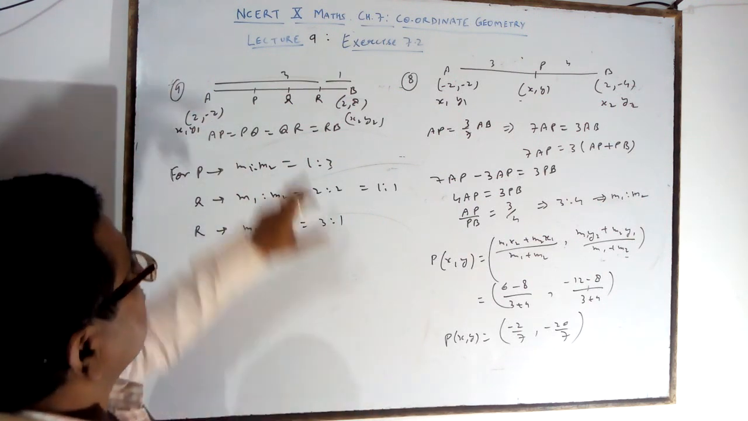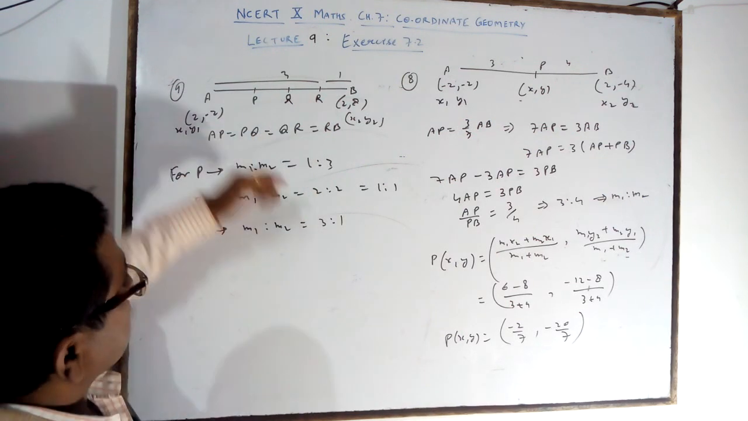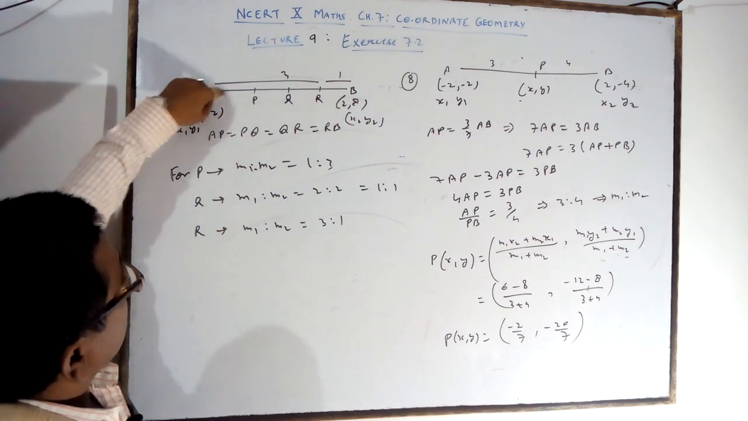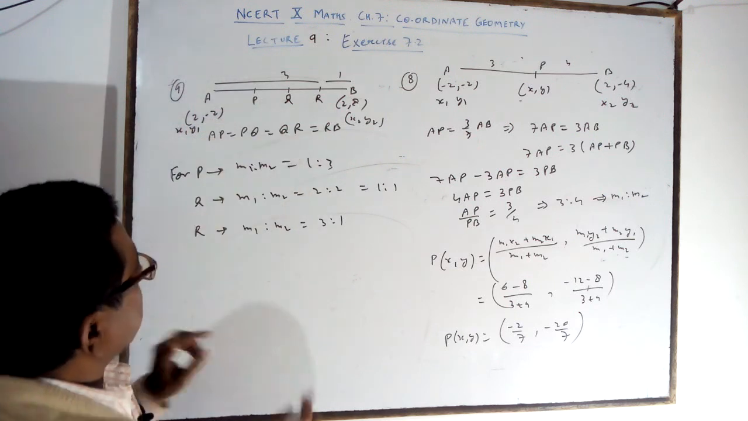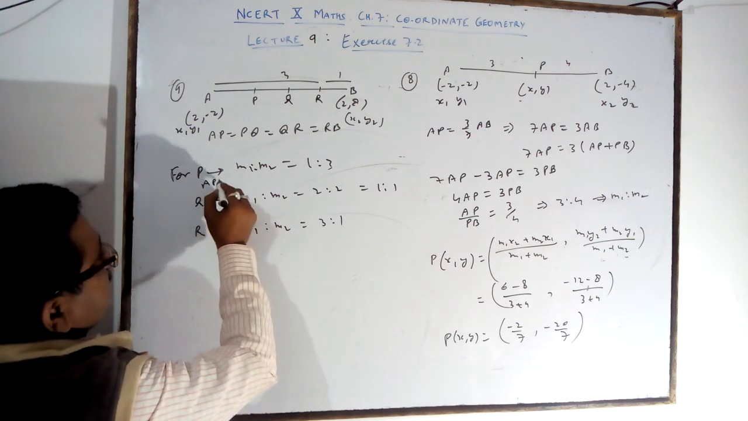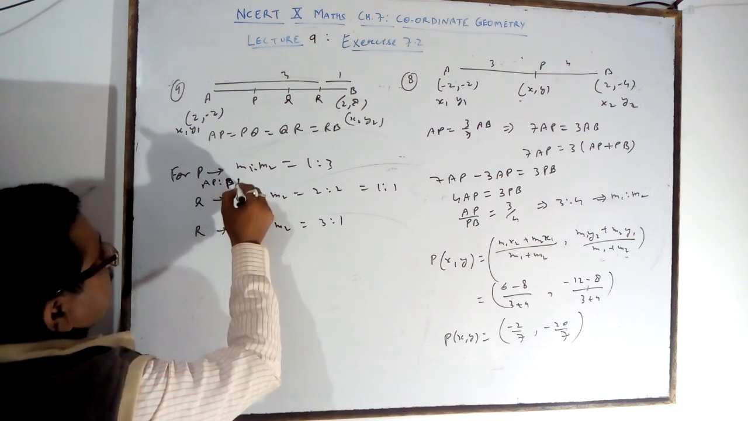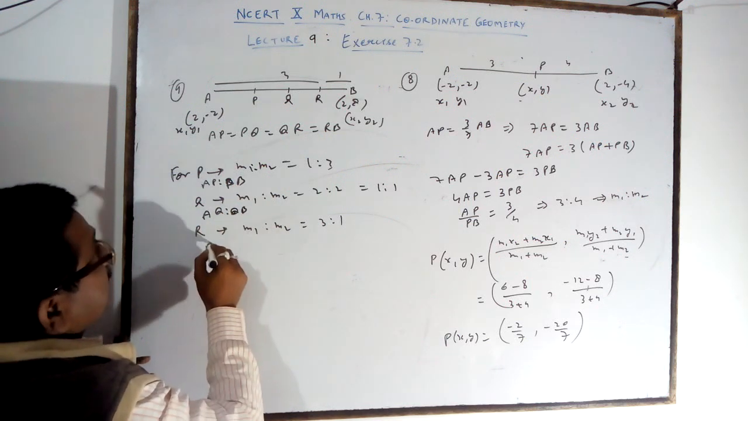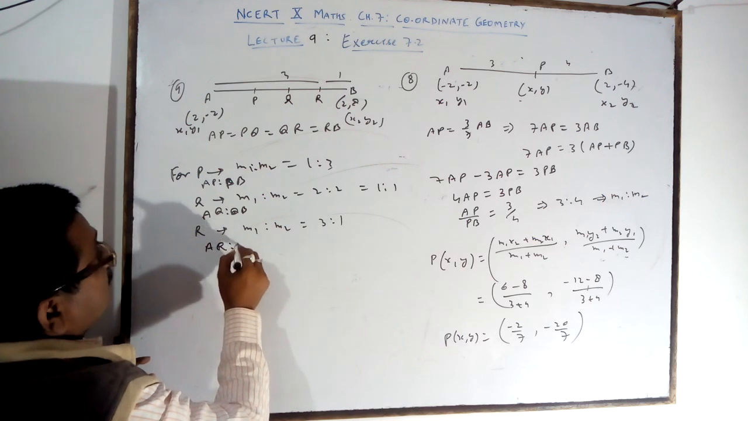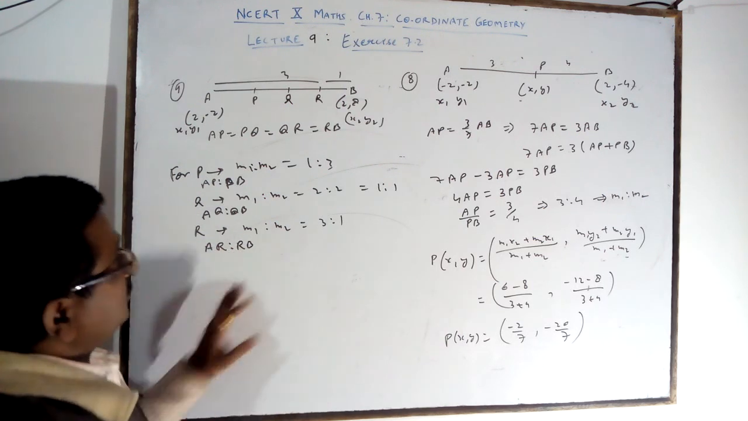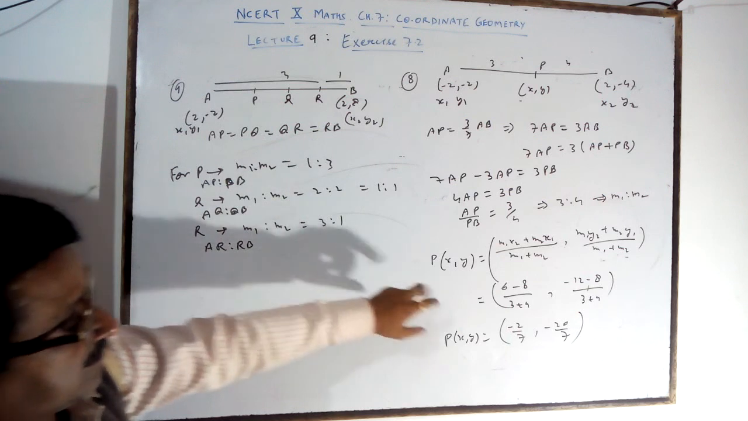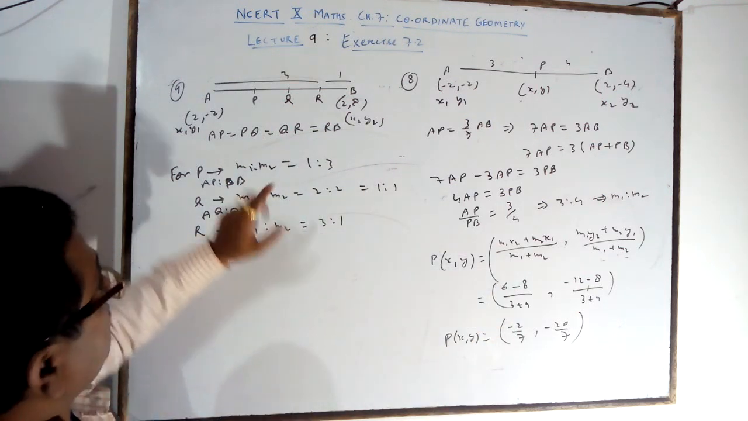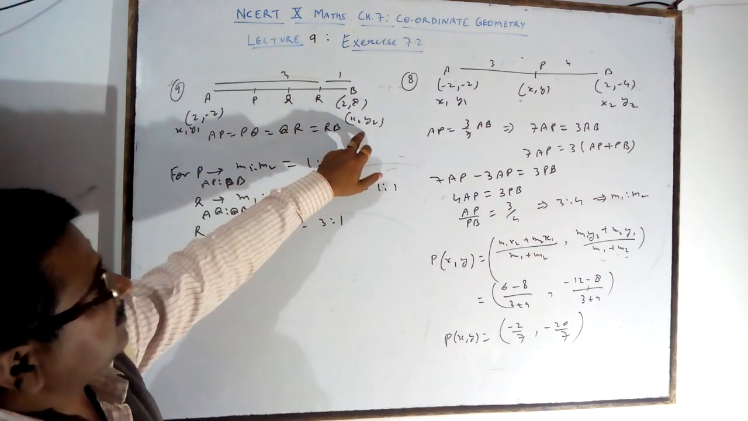I hope it is clear. One method is this: for P, the ratio is 1:3, AP ratio PB. Here you are getting AQ ratio QB, and here AR ratio RB. So like this you can apply the section formula and get the answer. The rest of the part, x1, y1, x2, y2, will be the same.